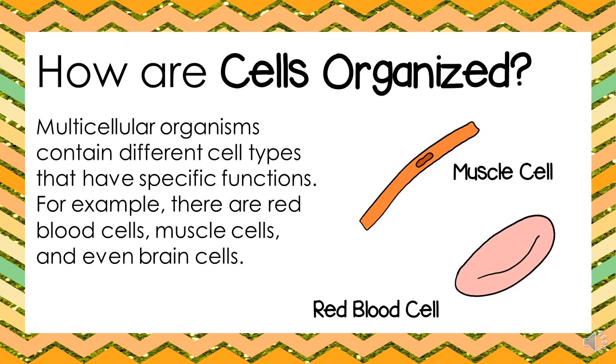Just a little bit more on how cells are organized. We talked a little bit about this when we started ecology, but we stuck to the other end of the diagram. When we have multicellular organisms, they contain different types of cells that have very specific functions. We have muscle cells, red blood cells, brain cells, skin cells. Different types of cells do different types of things.